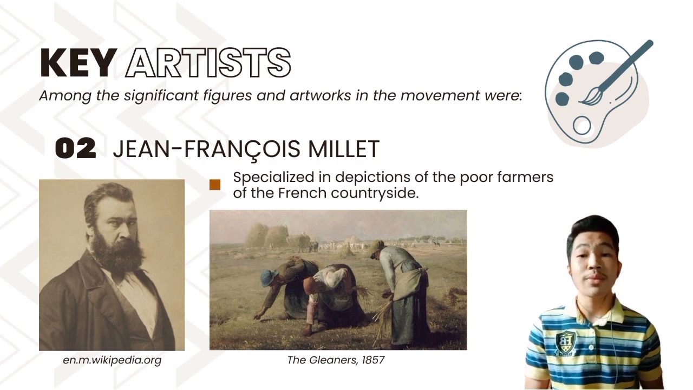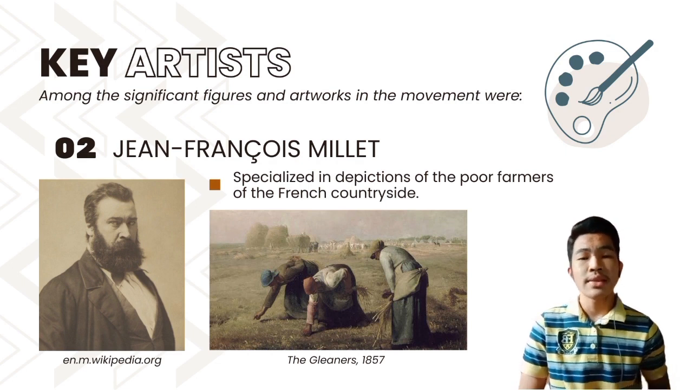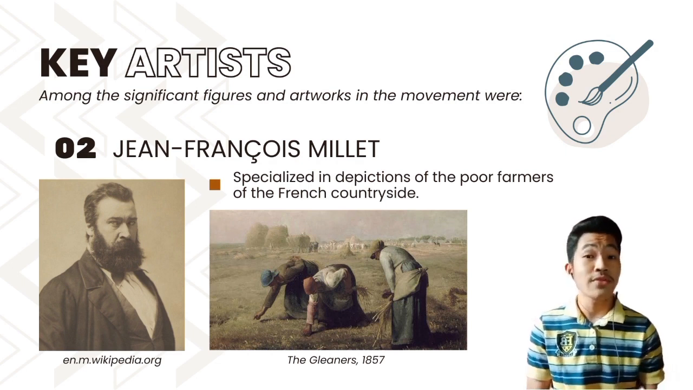Jean-François Millet came from Courbet and specialized in depictions of the poor farmers of the French countryside. He also detested Romanticism, so much so that he founded a school of artists dedicated to challenging the ideals of Romanticism called the Barbizon School.